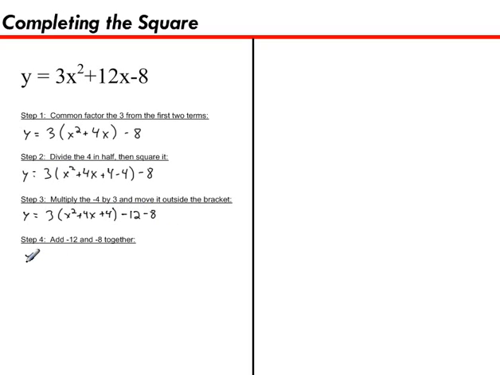The next step is more or less a little bit of cleanup, but it's a very important number, and we'll see why in just a second. I'm just going to rewrite what I have here, but the two numbers that are now outside the bracket I'm going to put together. So negative 12 and negative 8, in this case, will make negative 20.